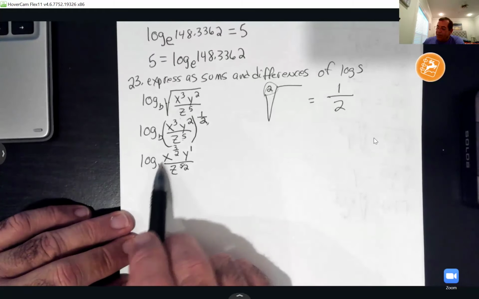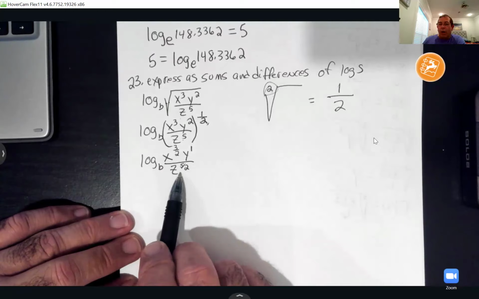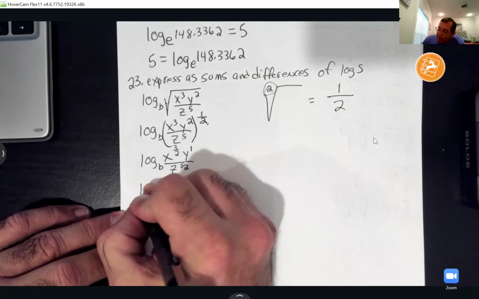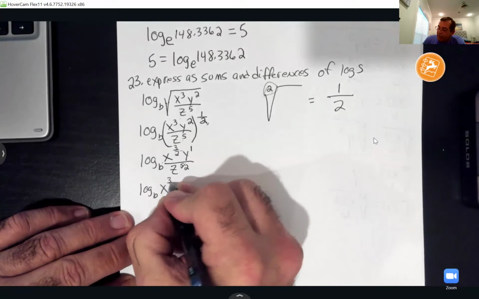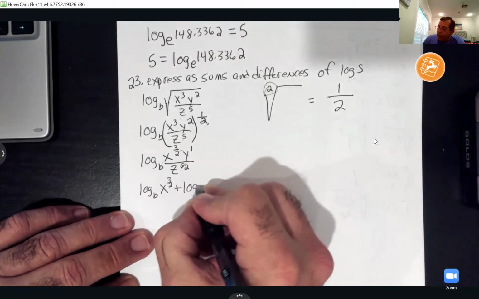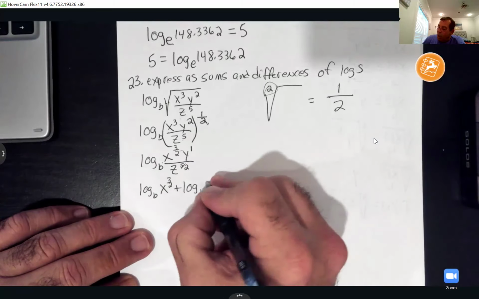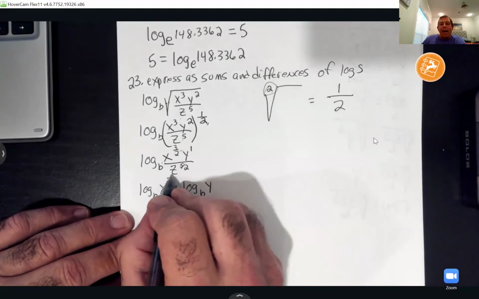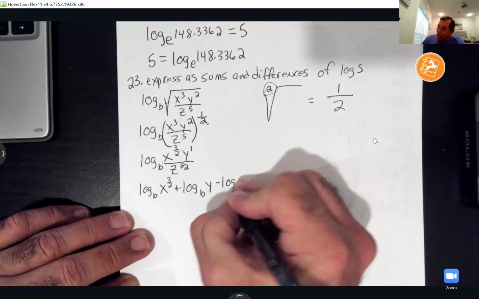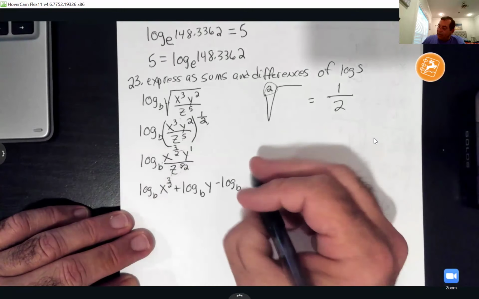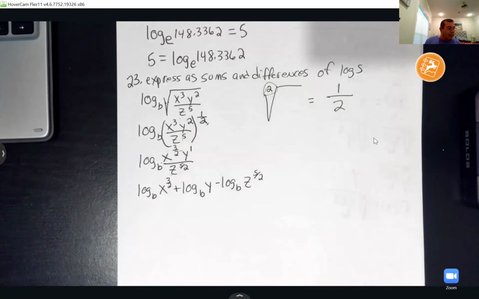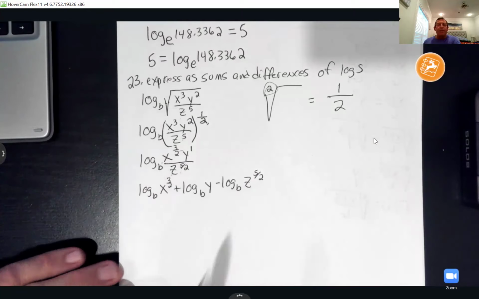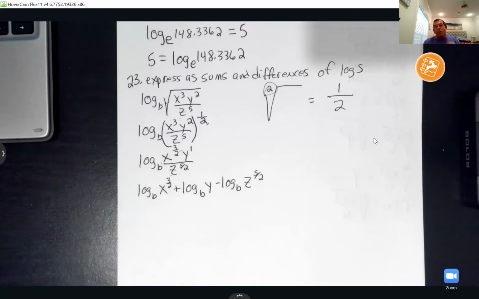All right, so now remember, if it's on top, it's added. If it's on bottom, we subtract. So I get a log b x to the 3/2 plus log b of y minus the log b of the z to the 5/2. All right, y'all, so they're written as sums and differences. I may need one more step, though.